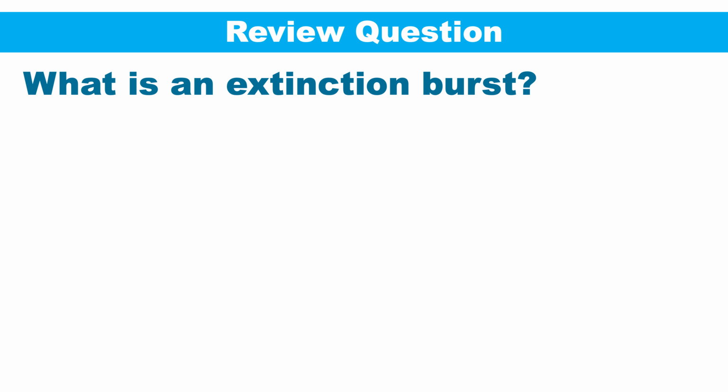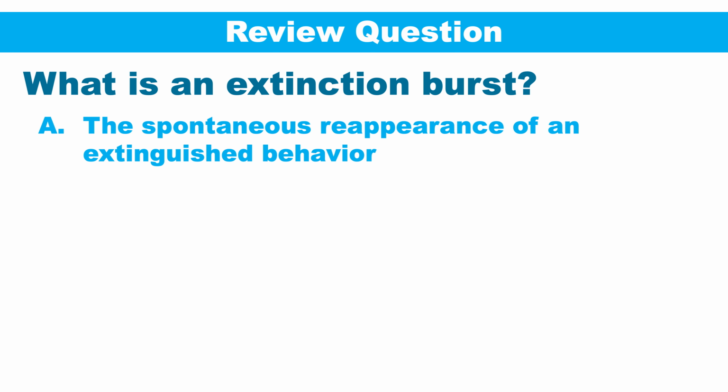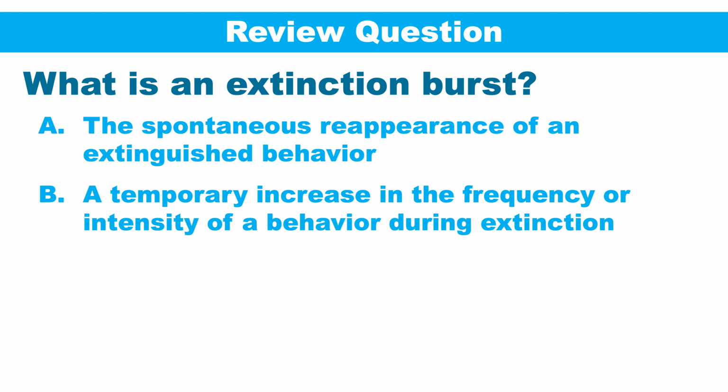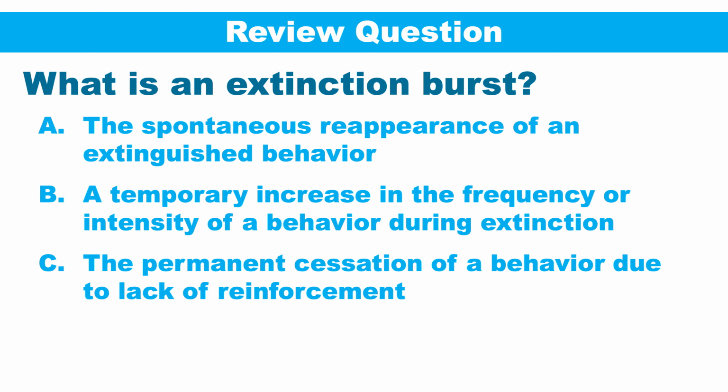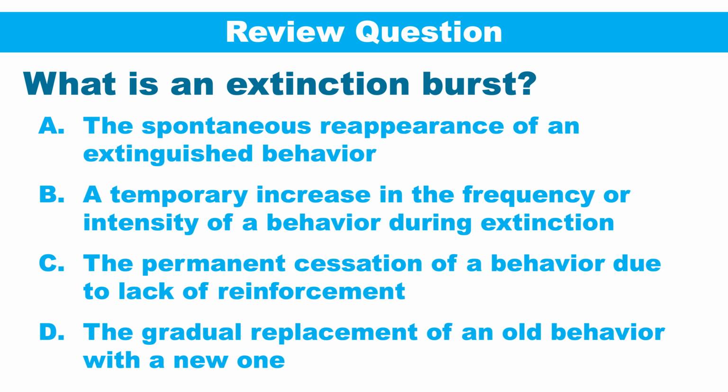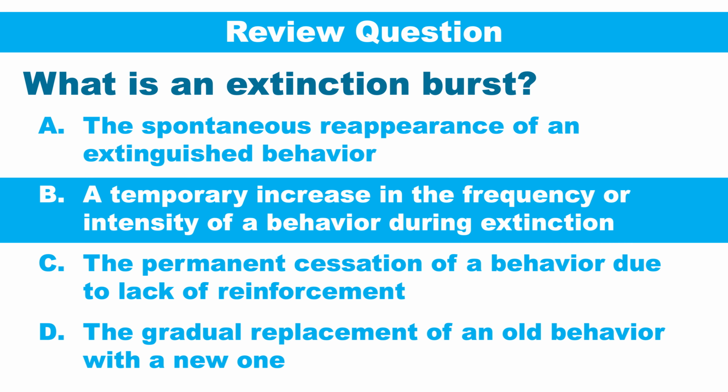What is an extinction burst? Is it A, the spontaneous reappearance of an extinguished behavior? B, a temporary increase in frequency or intensity of a behavior during extinction? C, the permanent cessation of a behavior due to a lack of reinforcement? Or D, the gradual replacement of an old behavior with a new one? The correct answer here is B, a temporary increase in the frequency or intensity of a behavior during extinction. This happens as the individual tests whether the reinforcement might still be available.